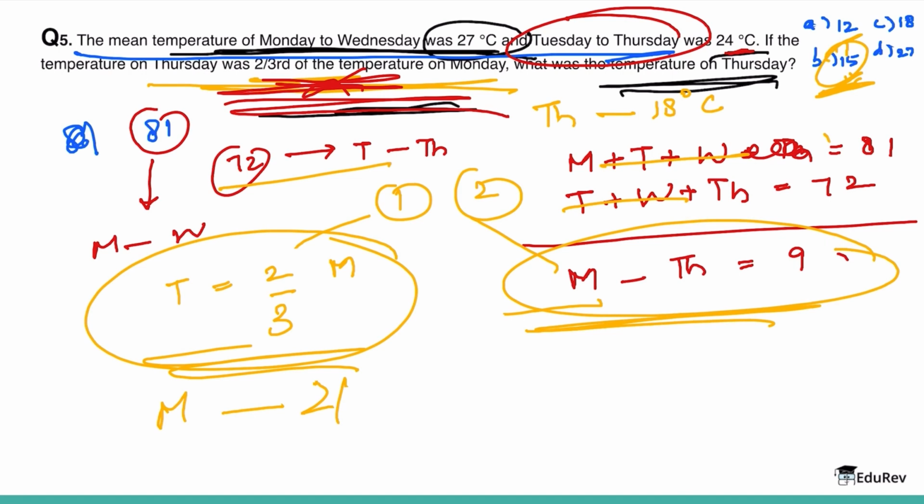Option C says that it is 18. Now if my Thursday's temperature is 18, then that means what? That my Monday's temperature is 27. Now 18 by 27 is what? 18 by 27 is 2/3.